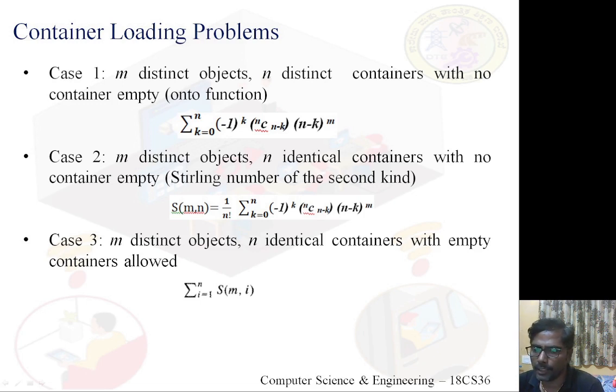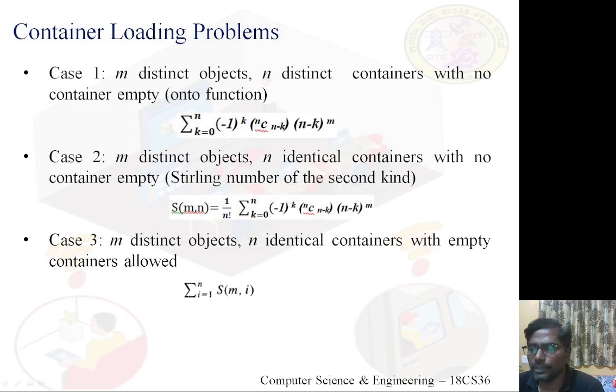Containers, as I said, may be distinct or may be identical. And you will be asked to fill those objects among these containers with no container left empty, or a container might be left empty. So I mean to say, you will be asked to determine the number of ways that exist for filling these m distinct objects among n containers.